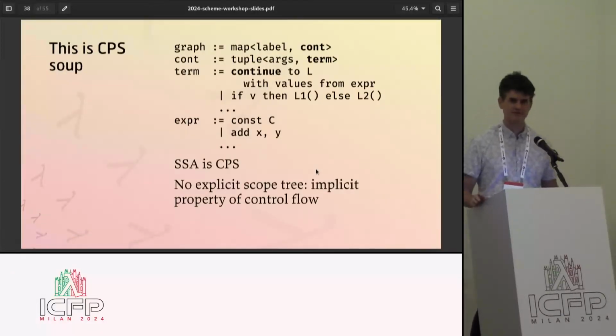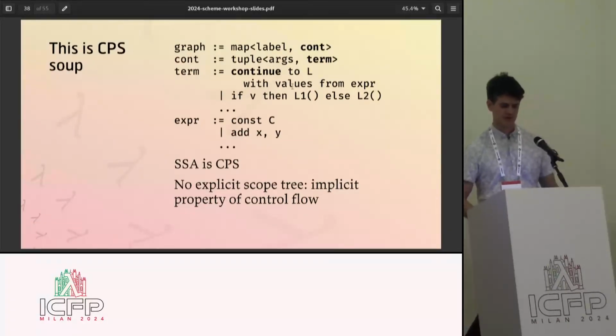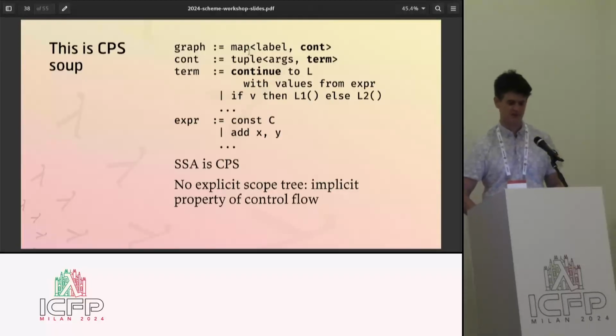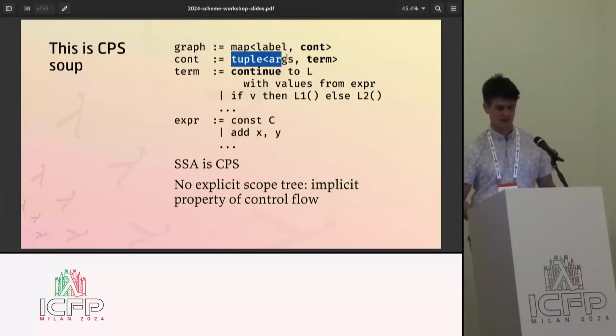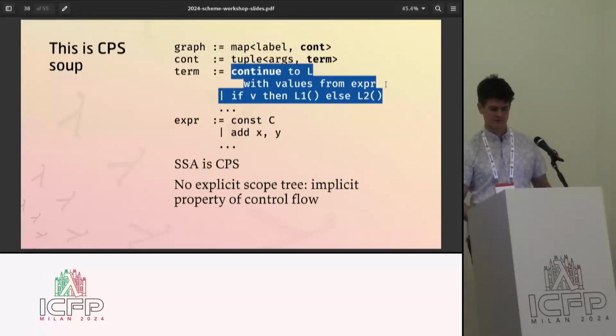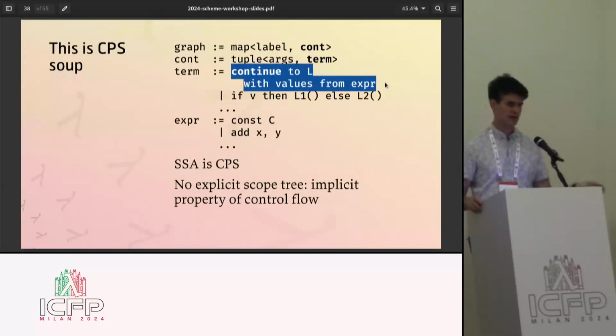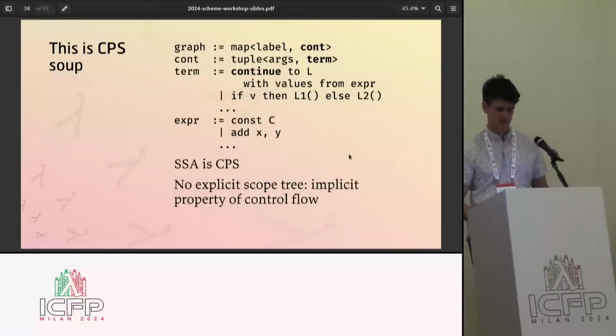And this is CPS, right? This is precisely lambda calculus here, without a formal scope tree. If your graph is a map from label to cont, and your cont is a block, and your cont is a tuple of arguments and the term that it contains, this is exactly lambda, right? Tuple means lambda, arg means formal arguments, term is the body of the lambda, and your term can be like continue to L with the values from this expression, which is exactly calling a continuation with values, with any number of values, or branch or what have you.